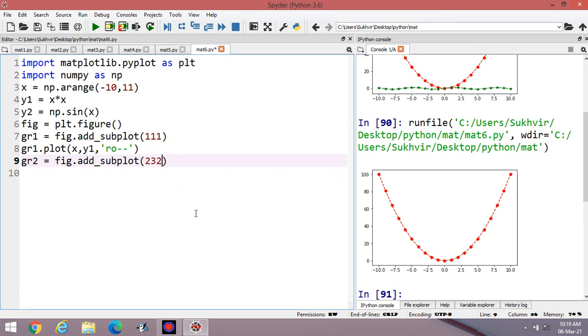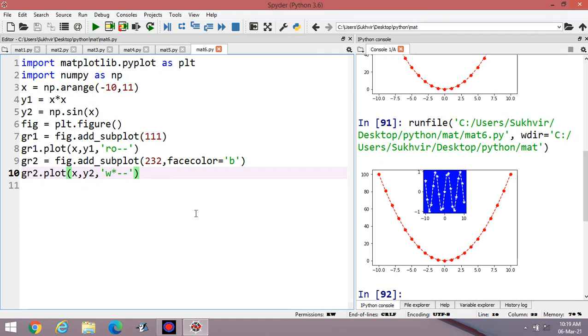After that, I can set the face color of this block also. Let the face color be blue. Then gr2.plot. The second graph is x comma y2, and let the color be white followed by stars. Let's execute this one. You can see the content. This one is the graph of sin x and this one is parabola.